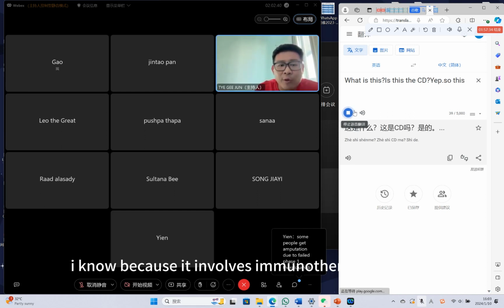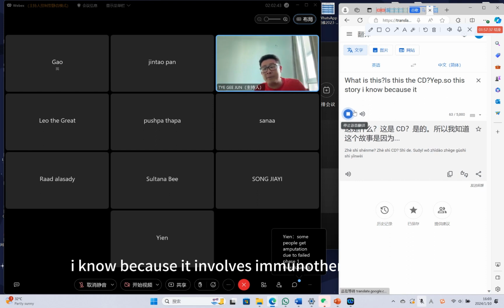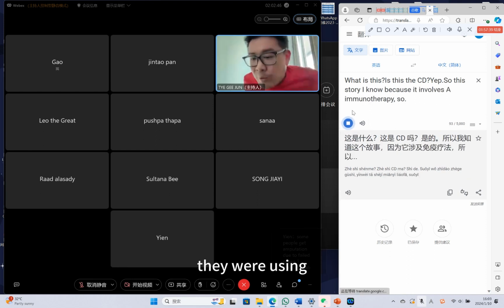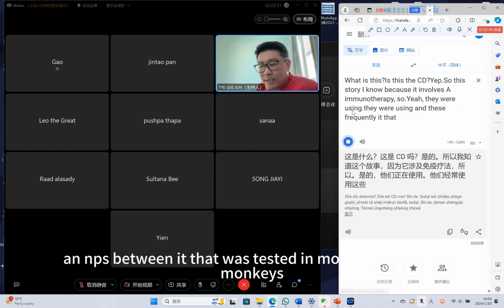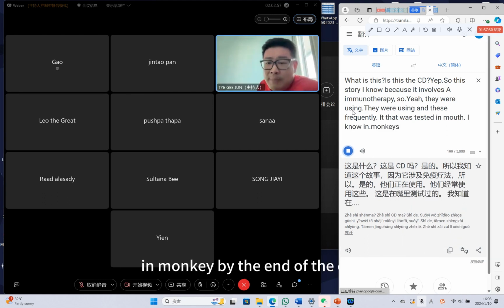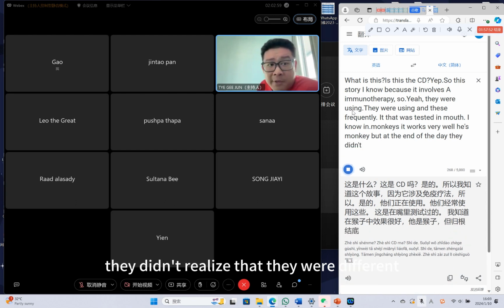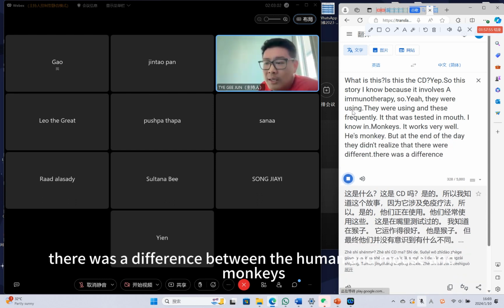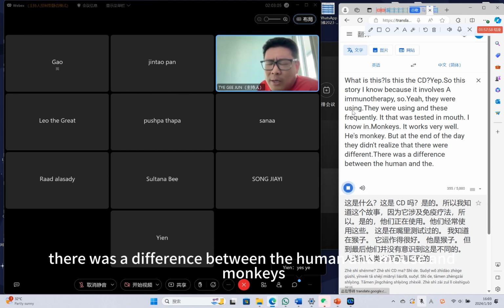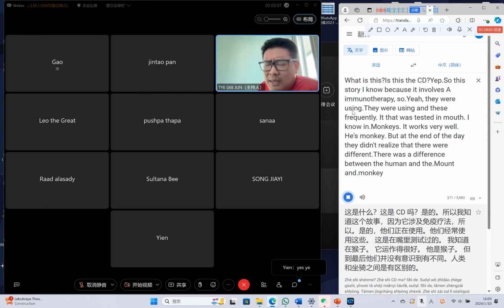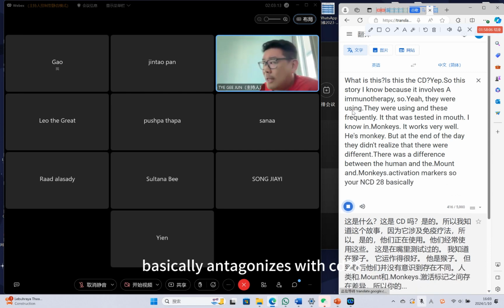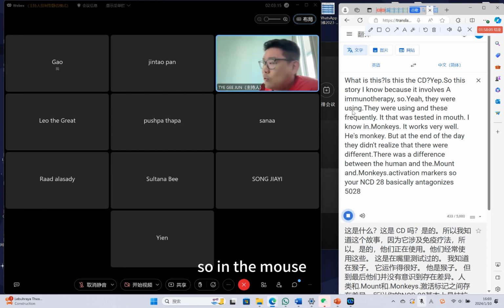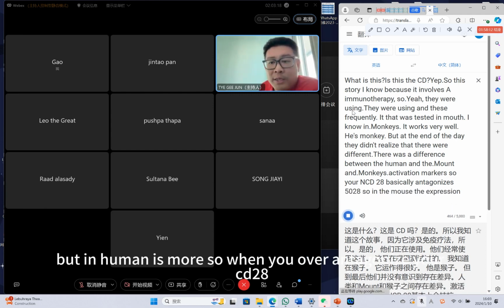So this story, I know because it involves immunotherapy. They were using an anti-CD28 that was tested in mouse. No, in monkeys. It works very well in monkeys, but at the end of the day, they didn't realize that there was a difference between the human and the mouse and monkey activation markers. Your anti-CD28 basically antagonizes CD28. In the mouse, the CD28 expression is lower, but in human it's more.